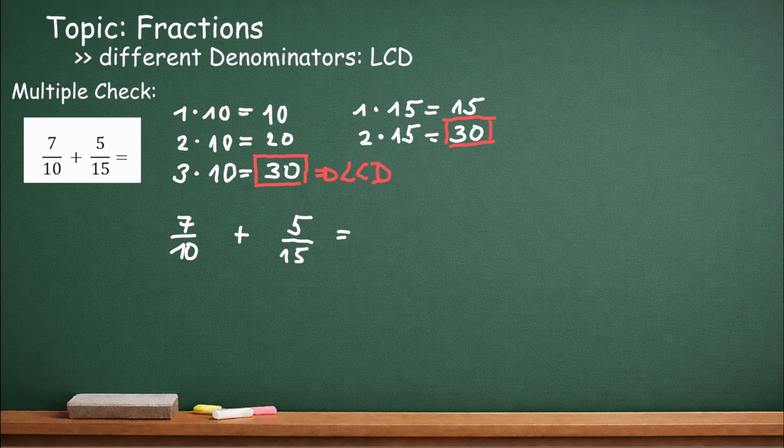Here we multiplied with 3 to receive 30, so we will do it here as well: 3 times 7 and 3 times 10. Here we multiplied with 2, so we have to multiply the numerator and denominator with the same number. This way we receive 21/30 plus 10/30.